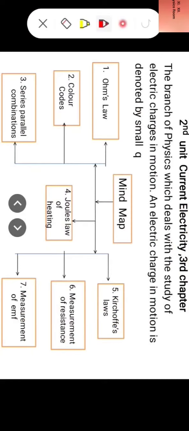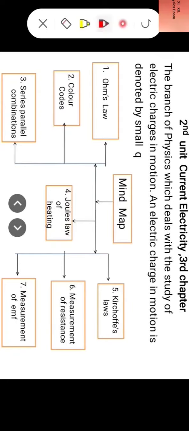Today we start with the second unit of our syllabus, titled Current Electricity. It is the third chapter of our book. Now, what is current electricity? Let us define.